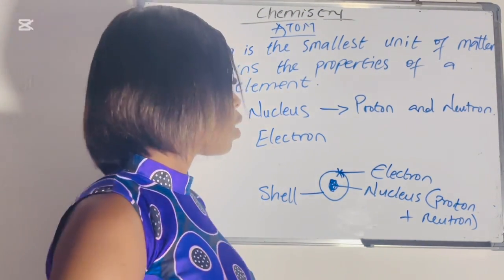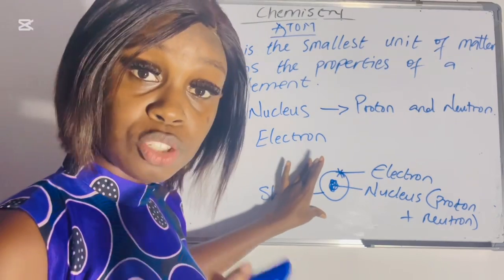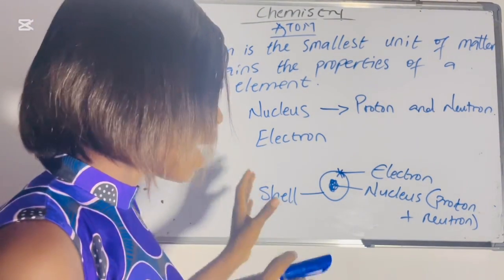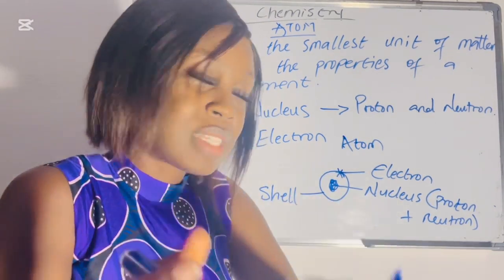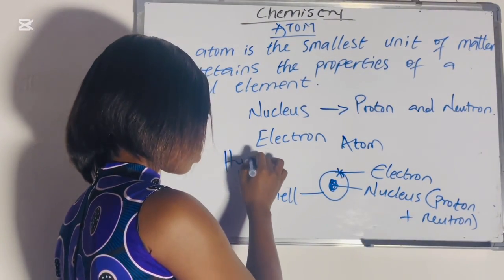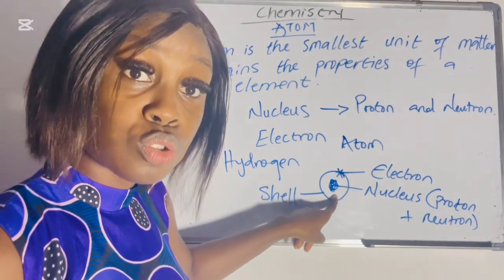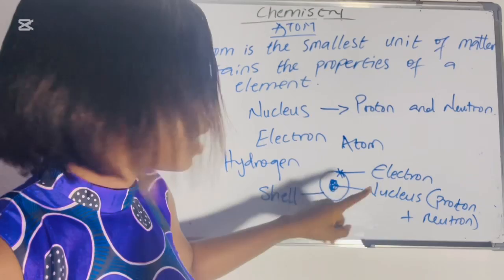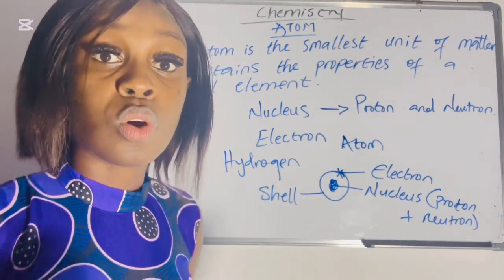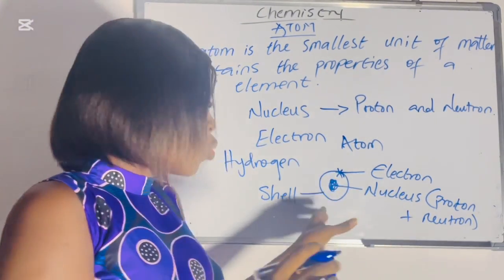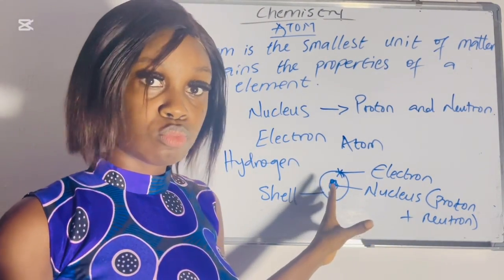Now, since we've known what an atom is, for example, this symbol that I have drawn here, it's an atom. It's an example of an atom, and the atom belongs to one particular element called hydrogen. In an atom, you're going to find the neutron and the proton inside the nucleus, and then you're going to find the shell, and at the shell you see the electron. This is what we call an atom, the smallest particle of an element that cannot be further divided.